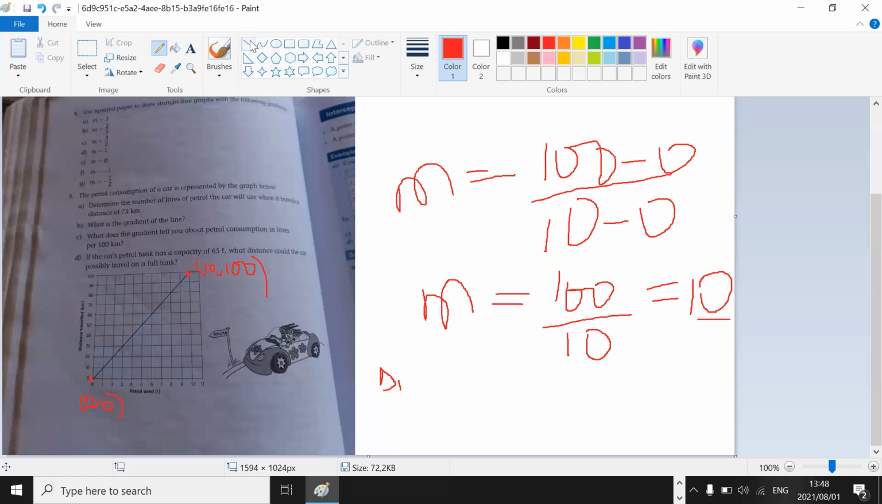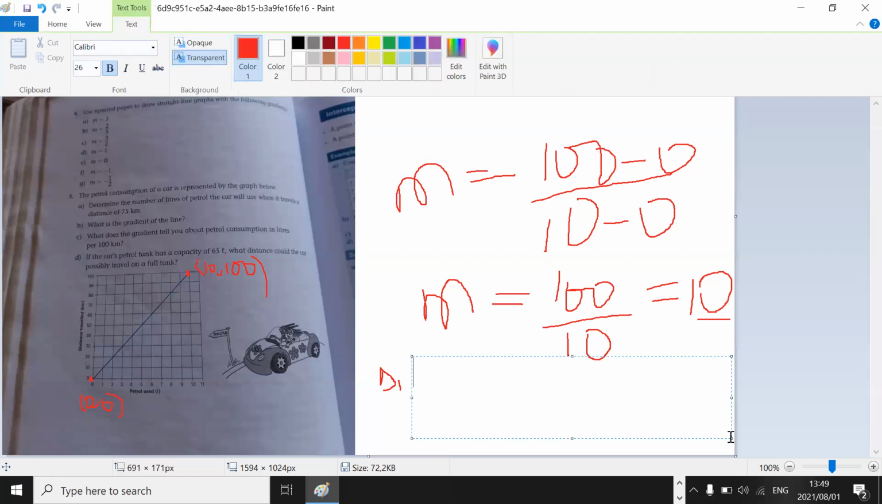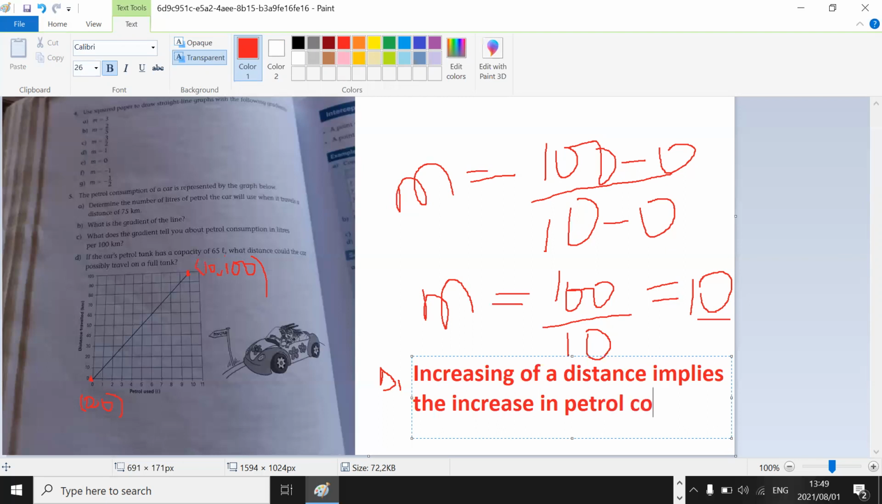Let me write that down here so that you see what I'm talking about. I'll write it in text form. So increasing of a distance implies the increase in petrol consumption.